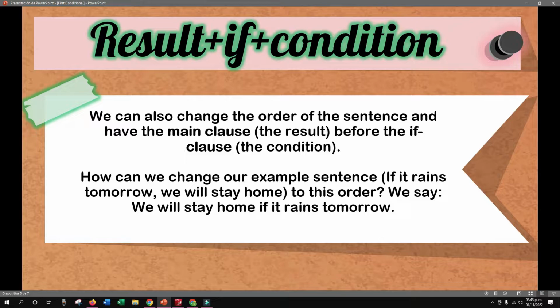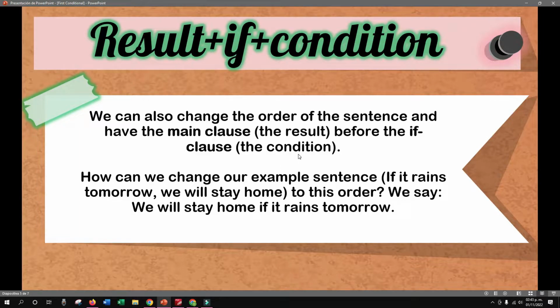Así como la zero conditional, nosotros podemos también cambiar el orden. Primero podemos tener el resultado o la main clause, luego la if clause, ¿verdad? En este caso no vamos a utilizar coma, porque nos queda en medio de las dos oraciones la palabra if. Entonces así podemos cambiar primero el resultado o la main clause y luego la if clause o the condition.